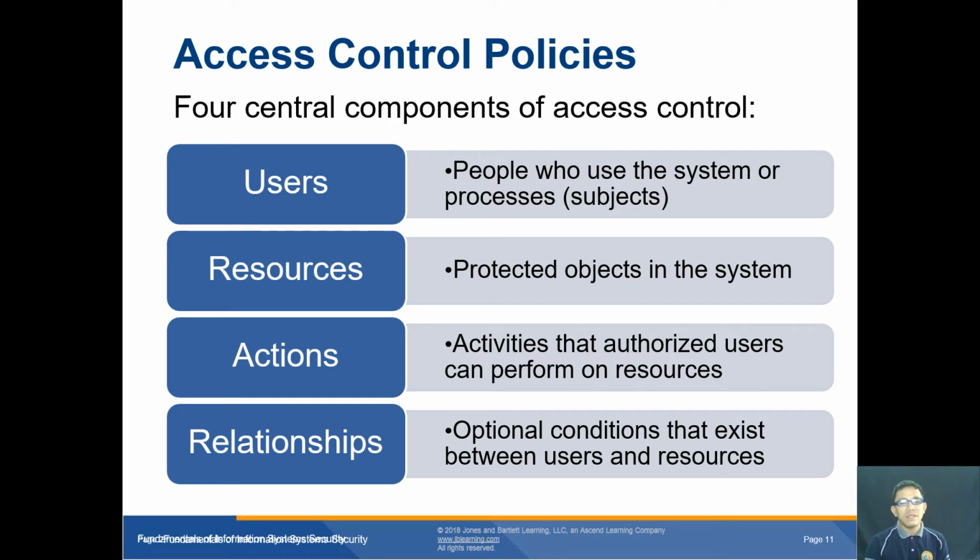Actions. These are activities that authorized users can perform on resources. Relationships. Functional conditions that exist between users and resources. Relationships are permissions granted to an authorized user, such as read, write, and execute. So those are the four central components of access control.